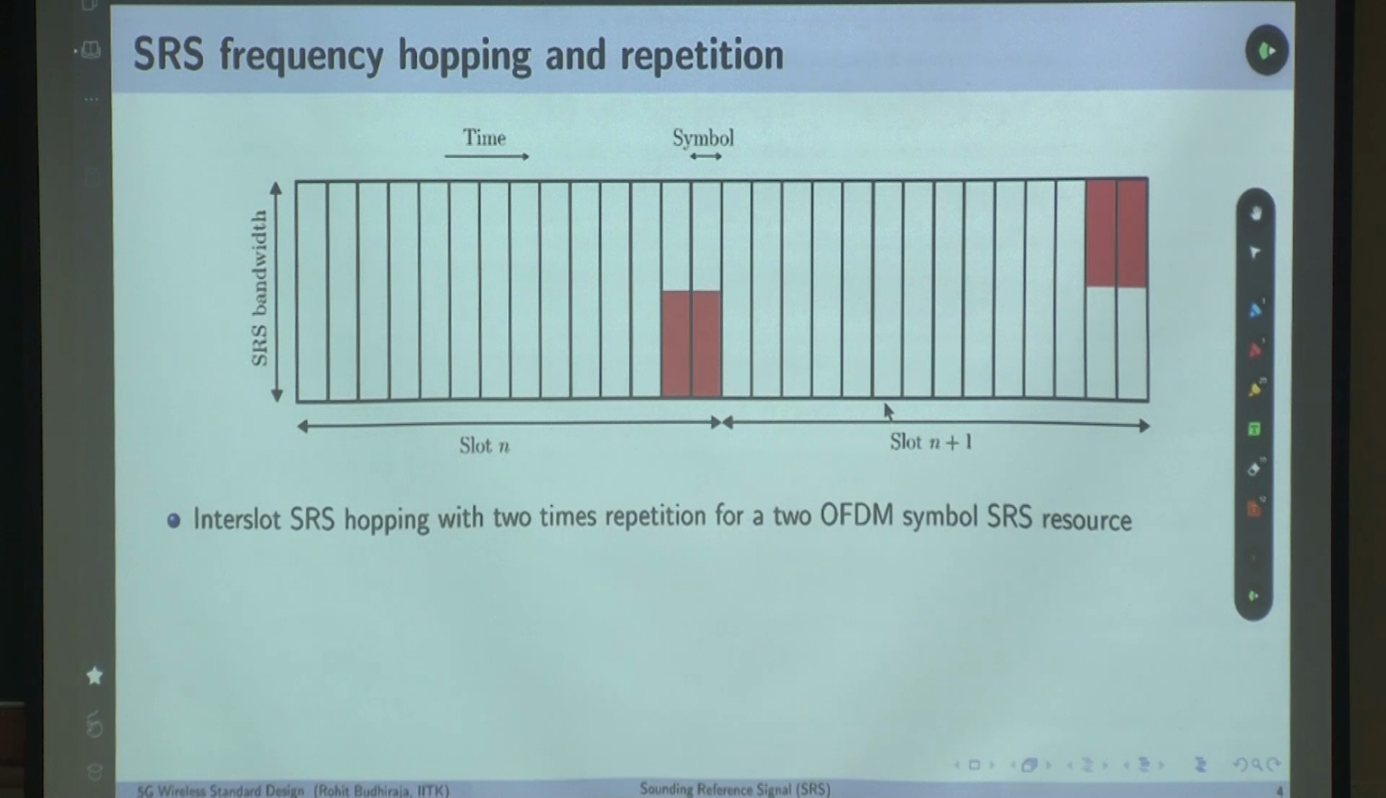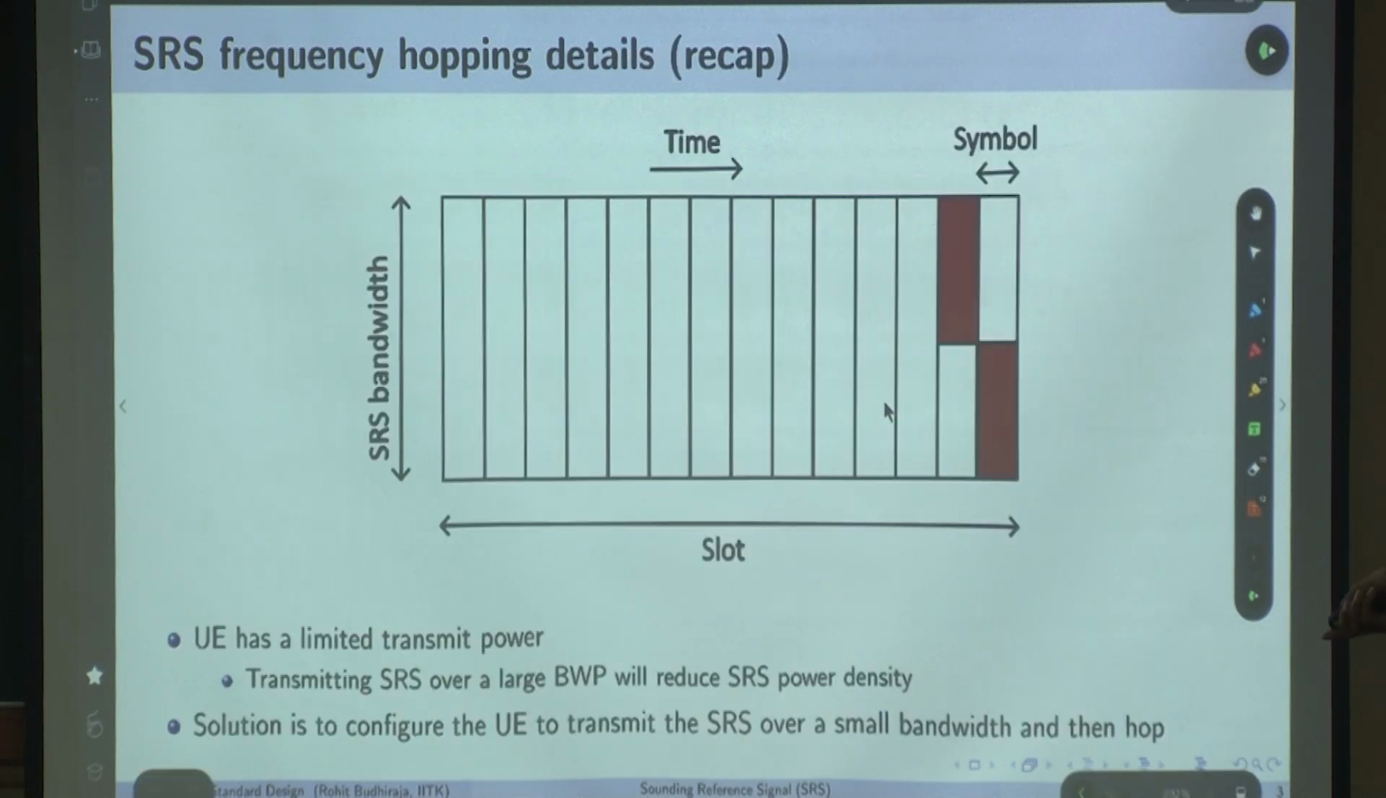The base station realized that even doing the hopping we did last time is leading to lower SRS power density, and still the channel estimates were poor, because the UE is in a deep trench, so the transmitted signal gets attenuated a lot. The base station knows that, so what it does is as follows.